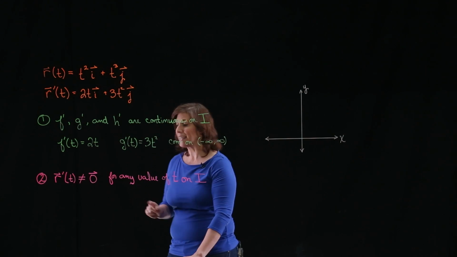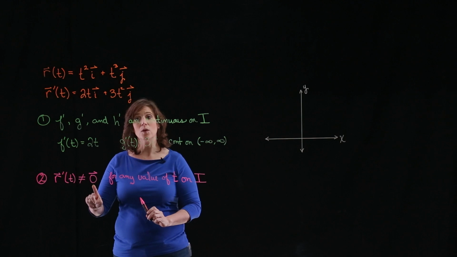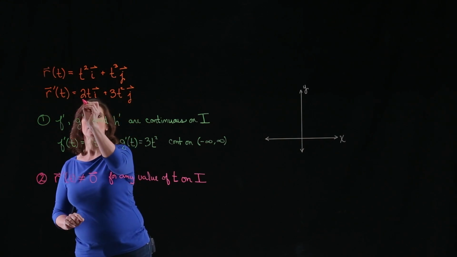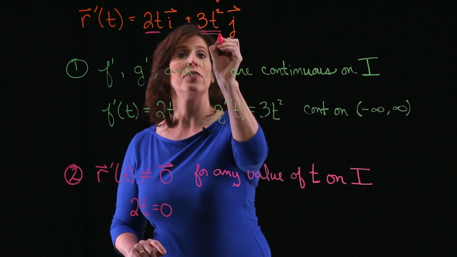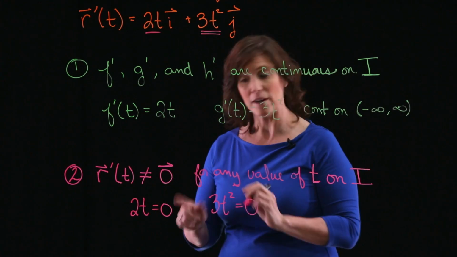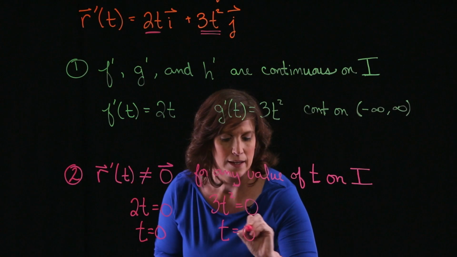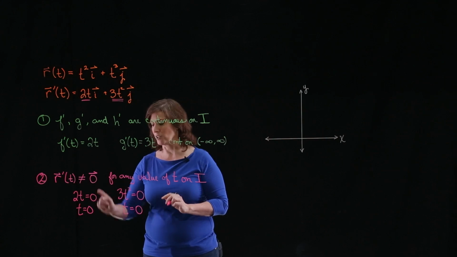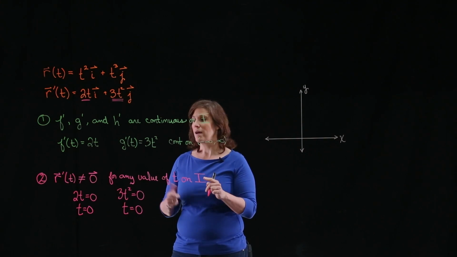Okay, now we need to consider the second condition. When does my derivative of my vector function equal the zero vector? Right? So when does that happen? Well, it's going to equal 0 when 2t equals 0 and 3t squared equals 0. That will give me the zero vector. And if I solve both of these equations for t, I notice that in both cases, t is going to equal 0. Now remember, I don't want my derivative to equal the zero vector, and it will when t is 0. So I want to eliminate 0 from my interval.